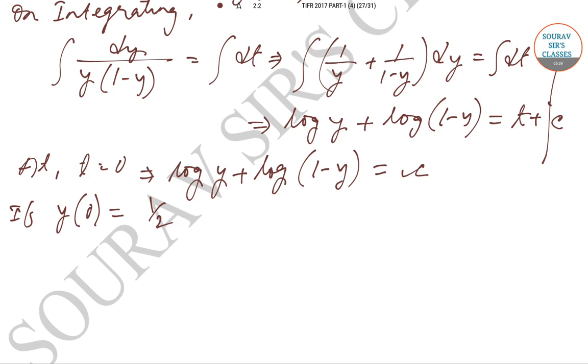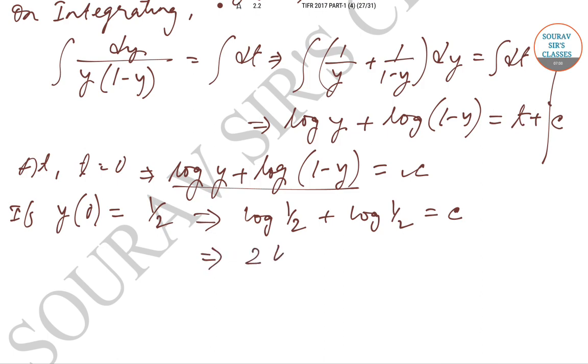So if y0 is equal to 1 by 2, in that case this line comes down to log of 1 by 2 plus log of 1 by 2 is equal to c. This implies 2 log 1 by 2 is equal to c. So this implies c is equal to 2 log 1 by 2.